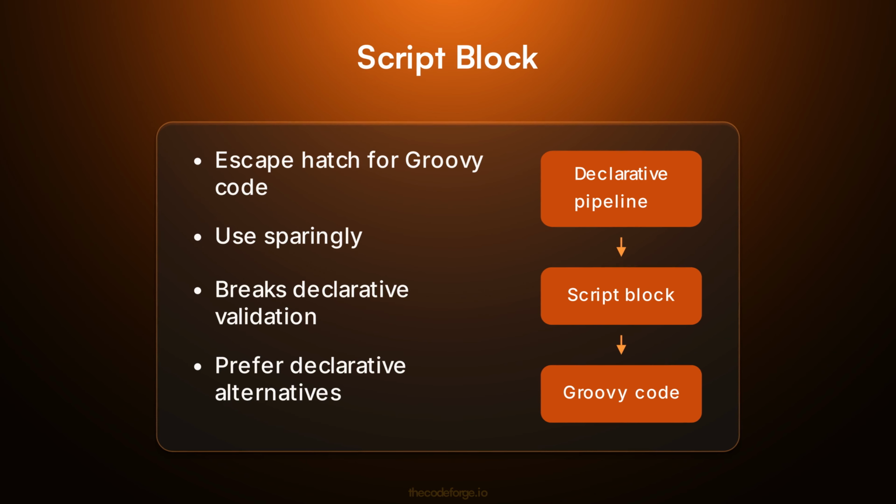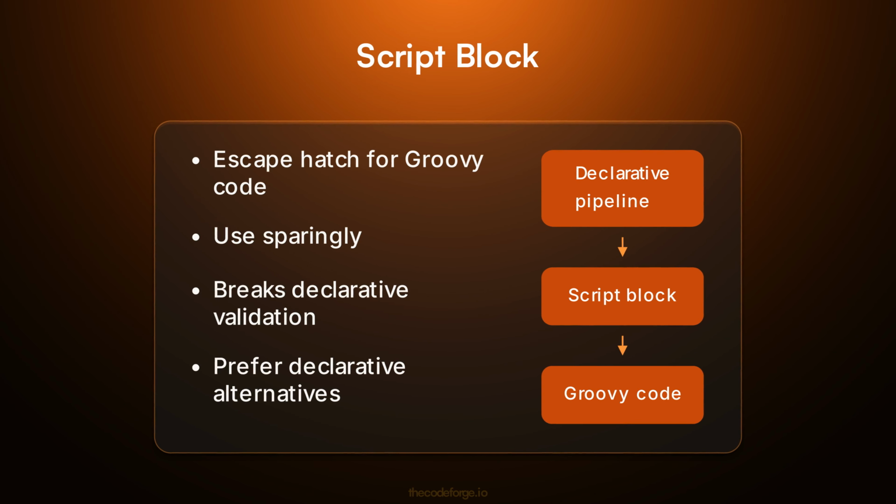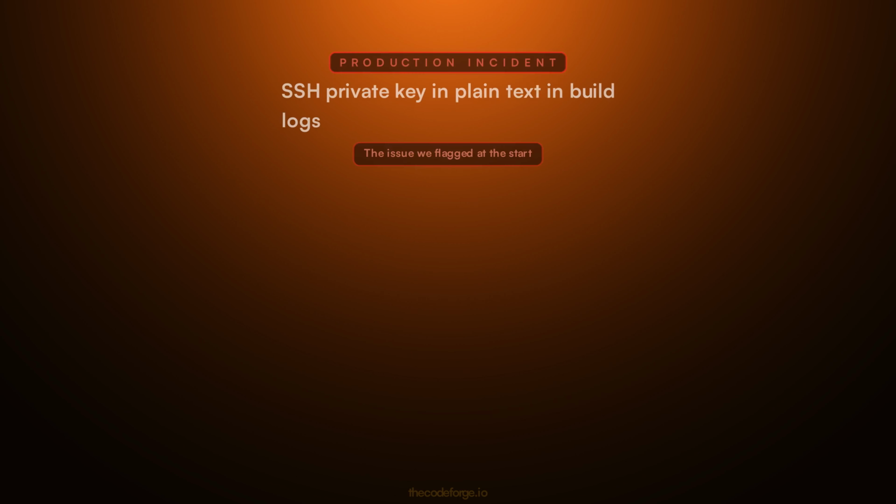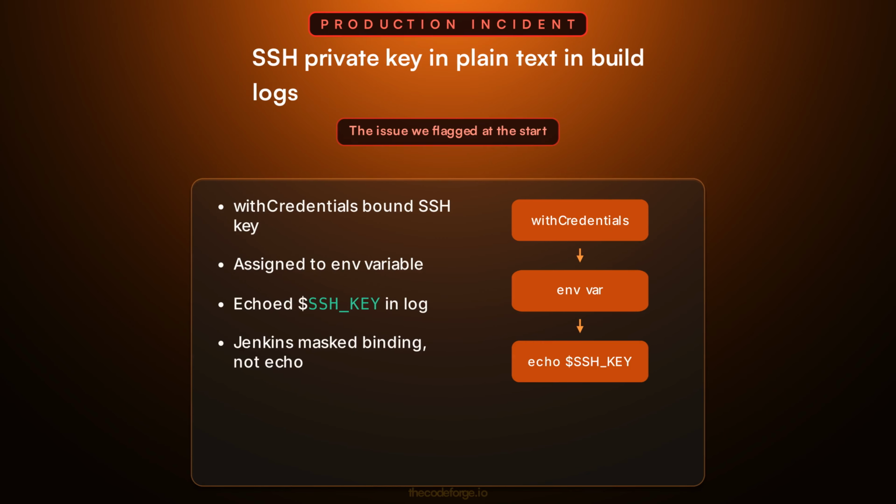The script block allows arbitrary Groovy code, but defeats the purpose of Declarative Pipeline. Use it only when necessary and keep it short. Prefer declarative constructs like when and matrix. This is the same issue we highlighted at the start. Here's exactly why that happened.